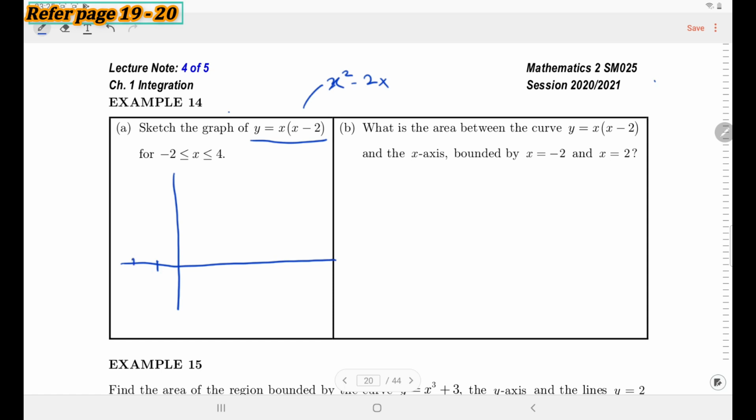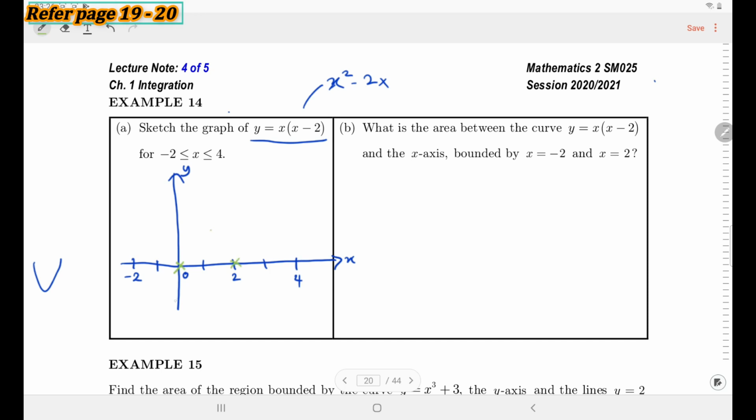Negative 2, negative 1, 0, 1, 2, 3, 4. This is the y-axis and the x-axis. We know this graph looks like a smile, and the roots are at x equals 0 and x equals 2, which are the x-intercepts.